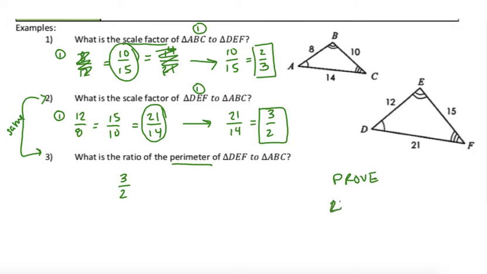And I get 48. And if I compare it to ABC, which is 8 plus 10 plus 14, which is 32, and I simplify that, 48 over 32 simplifies to 3 over 2. That's why they're the same. This is in the same order, so if this 12 is proportional to 8 and 15 is proportional to 10, and so on to all the sides, the perimeters will also be. And that's why this works every time.